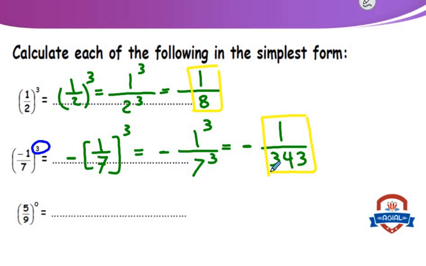Another example: 5 over 9 to the power 0, very, very important, equals 1. Understand?